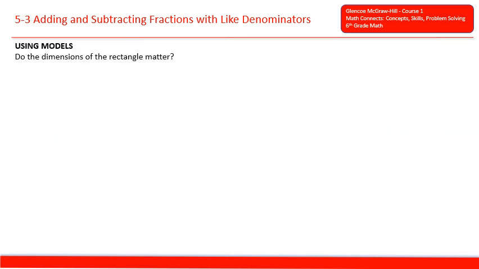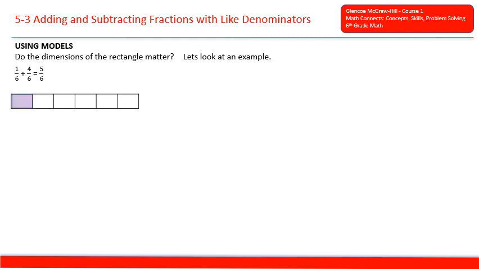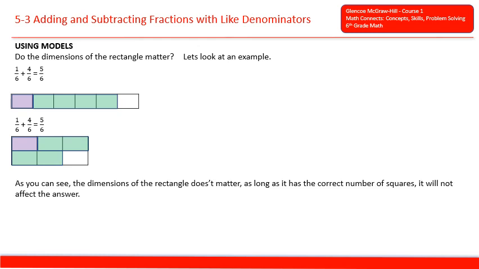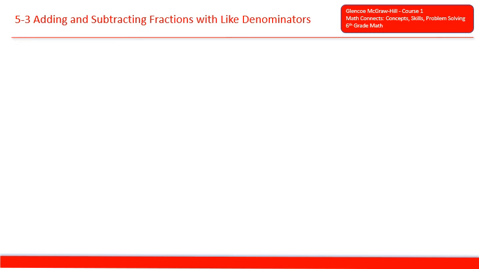Using models, do the dimensions of the rectangle matter? If we have 1/6 plus 4/6 equals 5/6, what if we had 6 in a 2x3 grid instead? 1/6 plus 4/6 equals 5/6. Let's look at an example, as we just did. As you can see, the dimensions of the rectangle don't matter as long as it has the correct number of squares. It will not affect the answer.